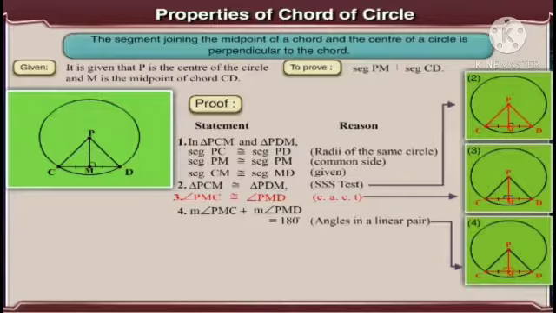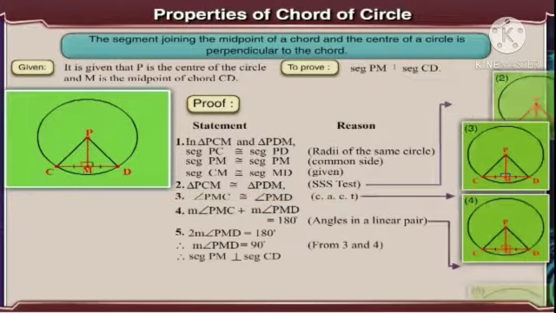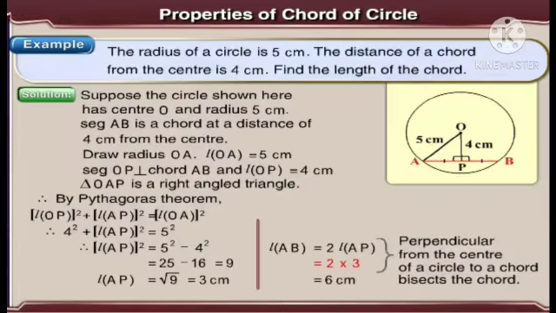Therefore, measure of angle PMC plus measure of angle PMD is equal to 180 degrees, since they are angles in a linear pair. Therefore, 2 times measure of angle PMD is equal to 180 degrees, from 3 and 4. Therefore, we can say that measure of angle PMD is 90 degrees. Therefore, we can say that segment PM is perpendicular to segment CD.